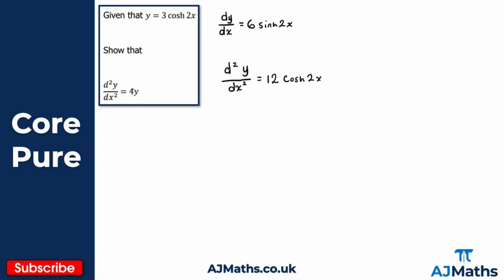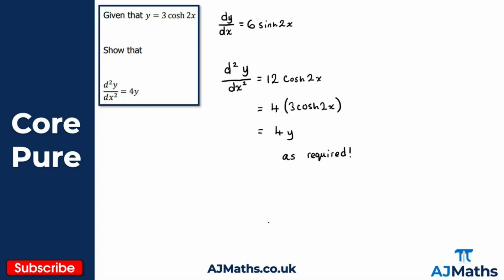Now we're actually asked to show here that the second derivative is equal to 4y. So in this case then, when I look at my expression here for the second derivative, what I actually want to do here is just factor a 4 out. Okay, so I can write this now as 4 lots of 3 cosh 2x. But remember, y is equal to 3 cosh 2x, so in that case then, this is equal to 4y. Okay, so that's equal to 4y as required.